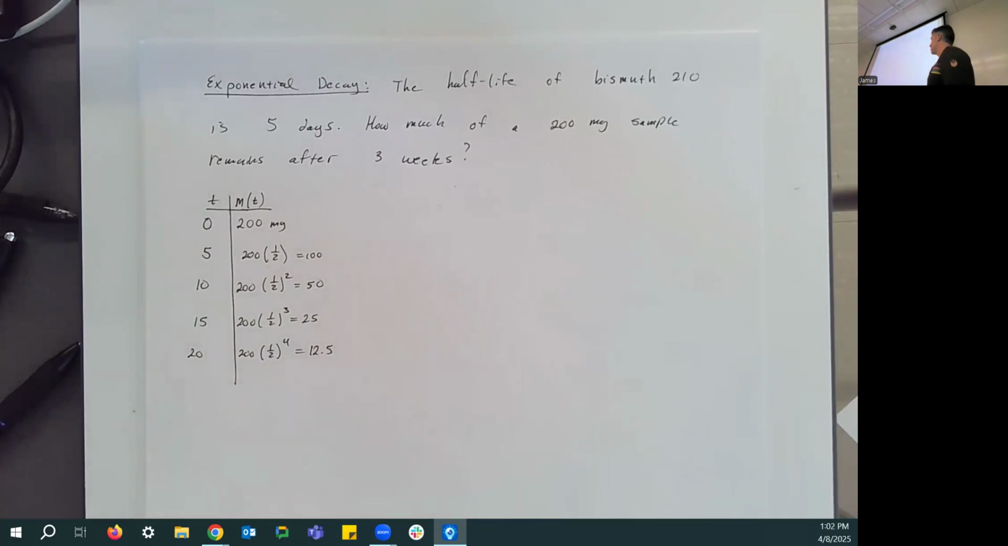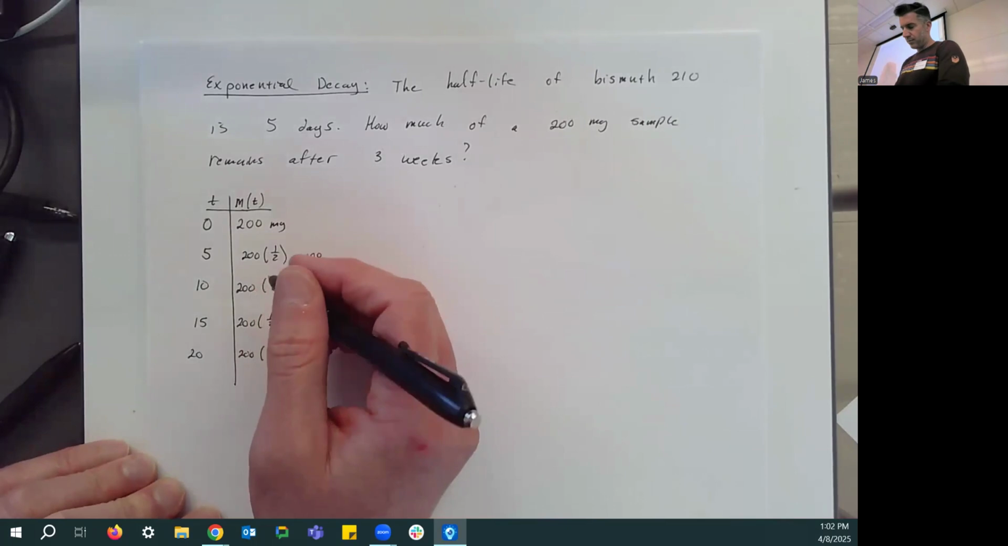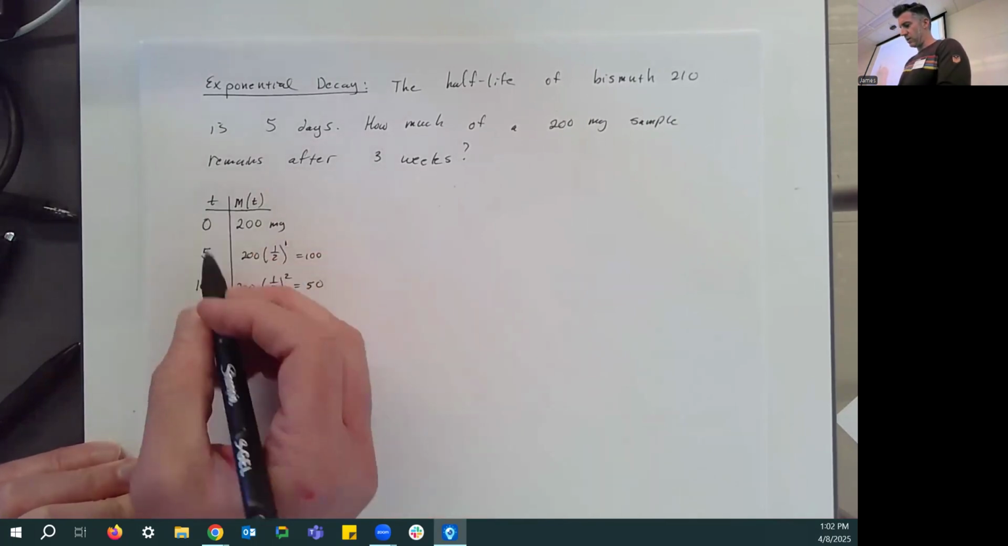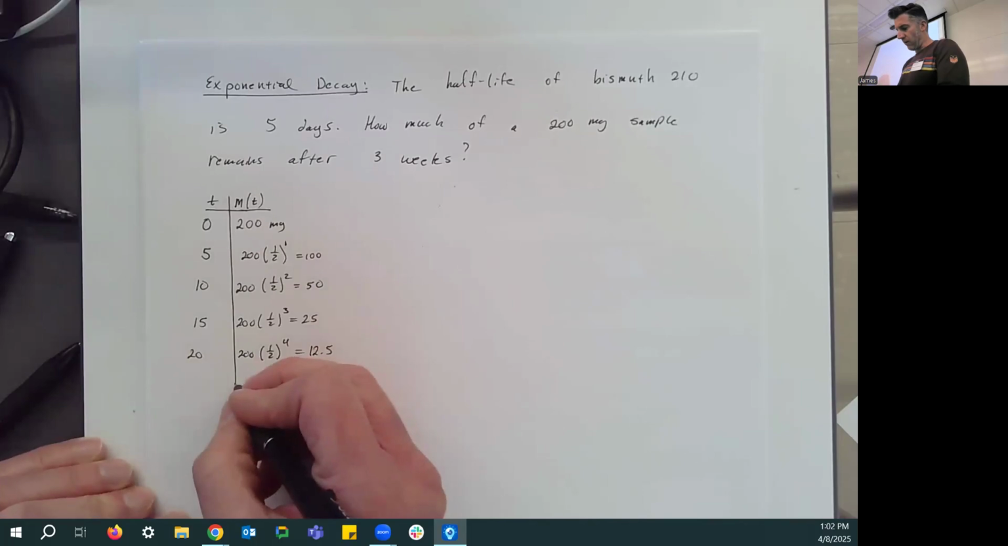So how are we going to do this? Well, there's a couple ways to do this, and I don't really know which way is preferred. So I'll talk about both. I'll do the way I think is preferred first, and then we can talk about the other one. I would point out that every time we increase the time by 5, we're going to increase this power by 1.